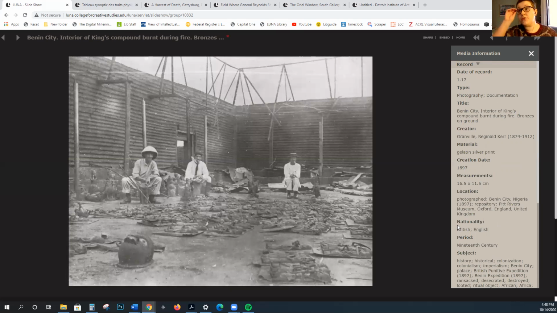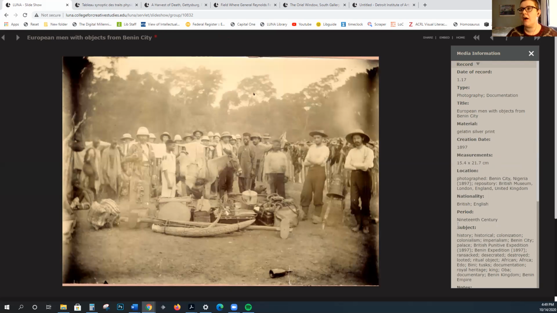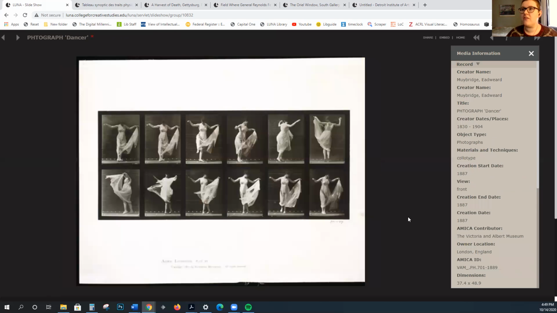It's also used for documentation. So what you see here is the 1897 punitive expedition to Benin City. And so you're seeing the colonizers, after they have raided and burned the palace, and they're taking booty back to England, i.e. they've stolen cultural treasures. So it is used for these purposes.